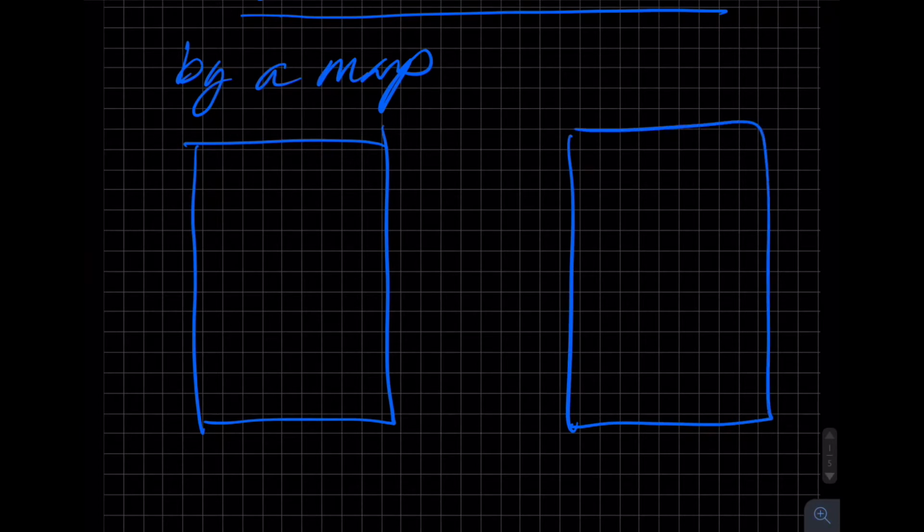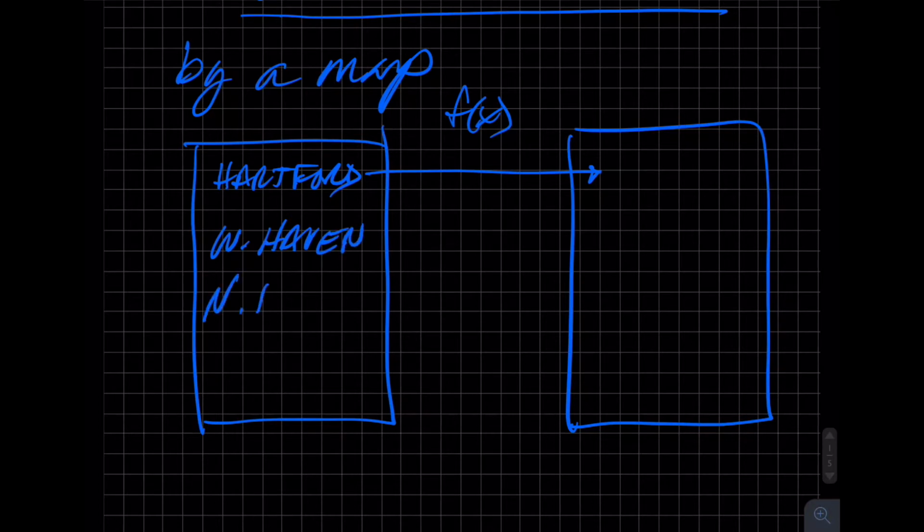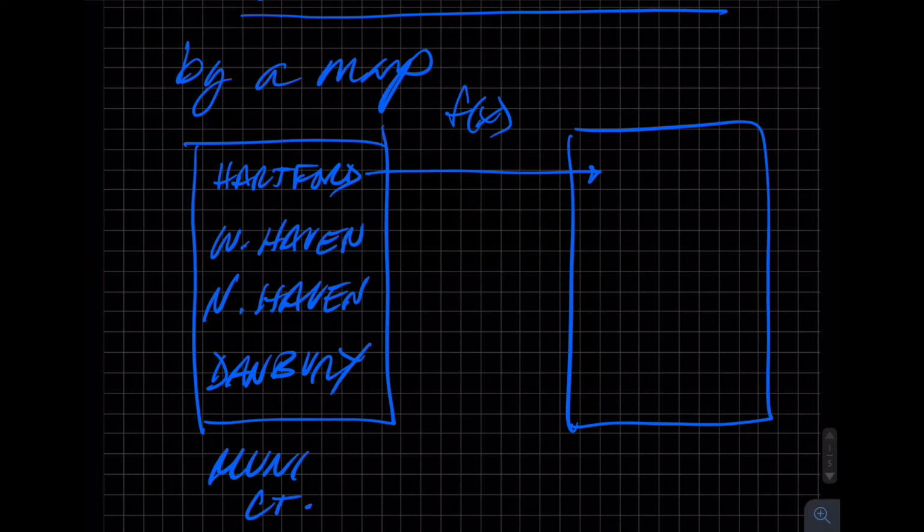So here's a set, and here's a set, and I'm going to have some function that maps these values to those values. Here are my values: Hartford, West Haven, New Haven, and where I currently live, Danbury, Connecticut. This is municipalities in Connecticut, and this is the estimated population in 2015. That's the website that came up, so I don't know why it's not more recent, but not going to fight about it too much.